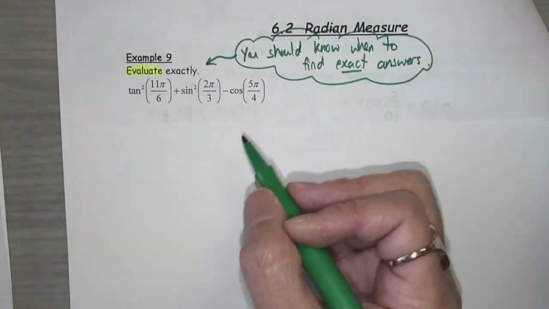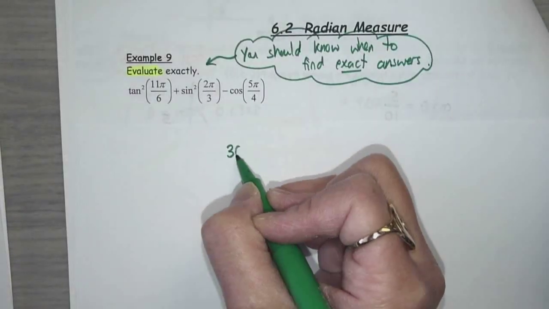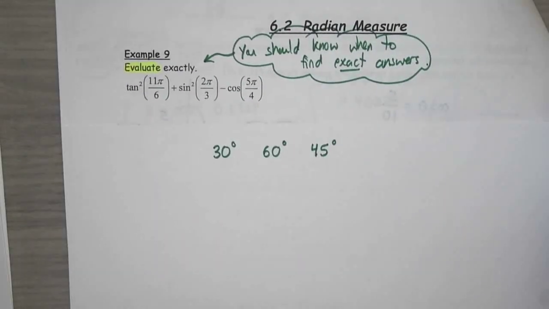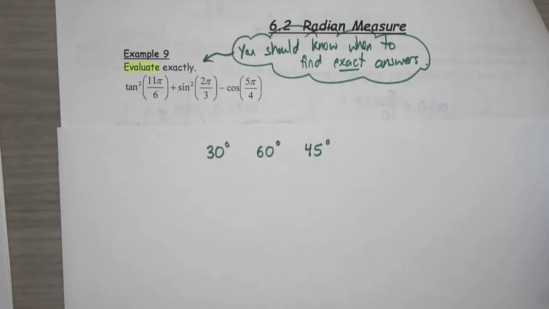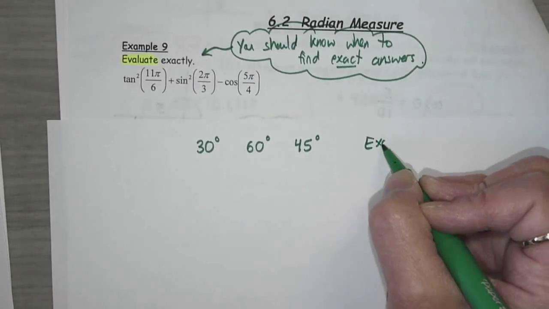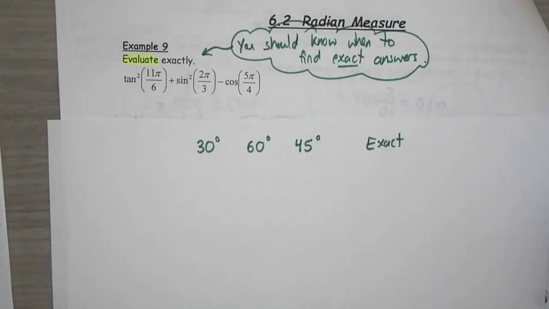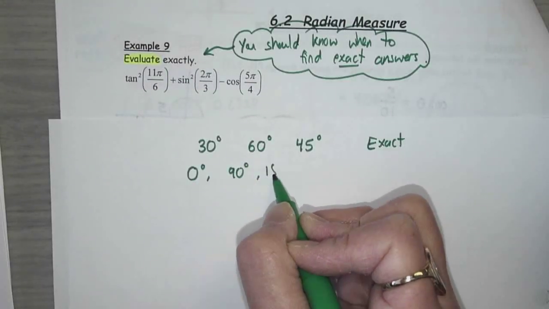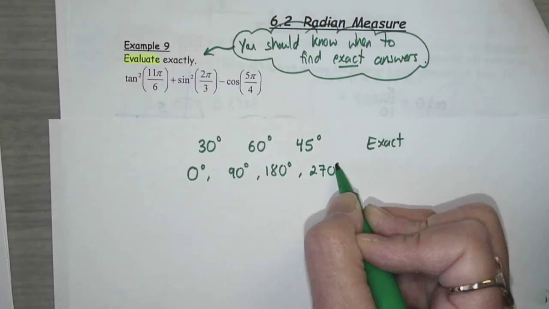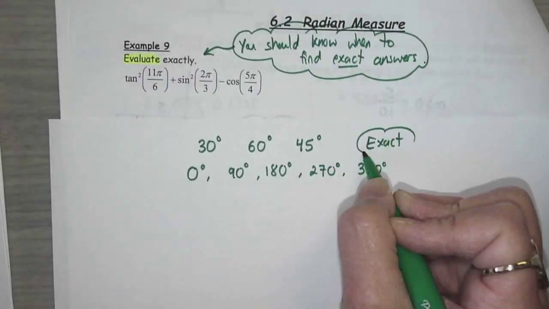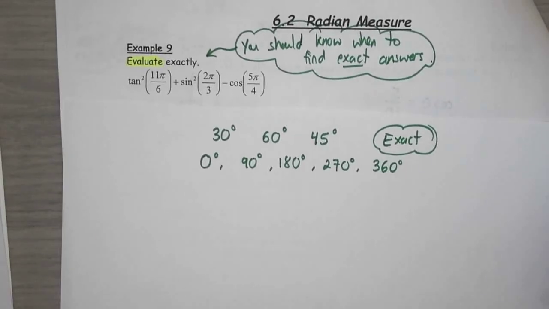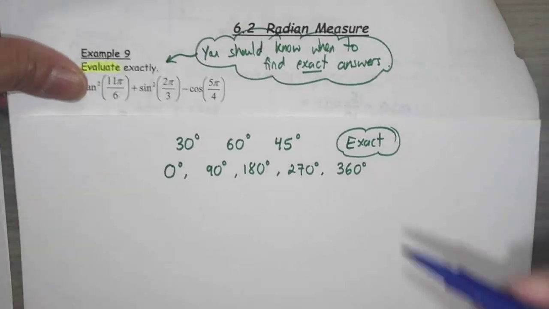In grade 11, we said whenever you got 30, 60, and 45, you know those were exact. So this year as well. Oh, and also from grade 11, we also knew 0, 90, 180, 270, 360. Those were all exact answers, right? We should be able to find those by using our special triangles. So whenever I did the 30, 60, 45, I would go to the two special triangles.